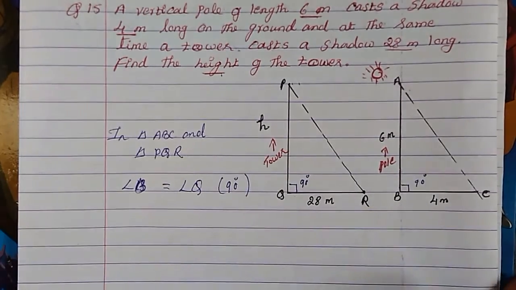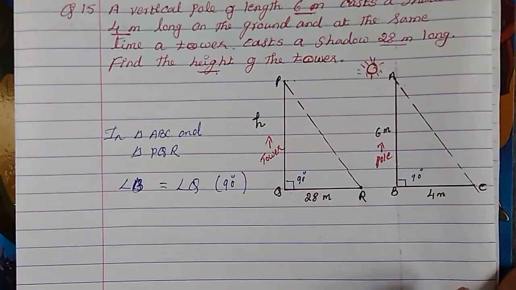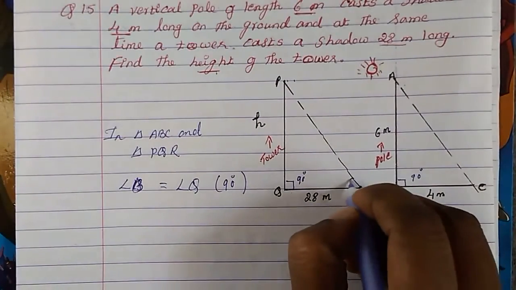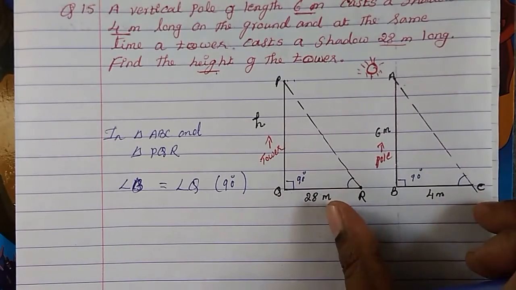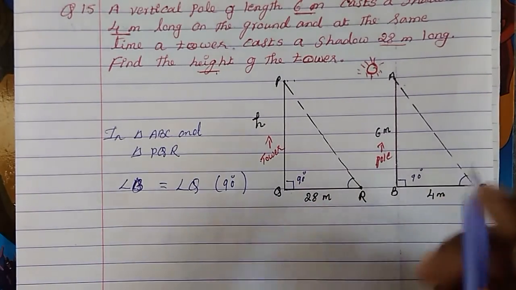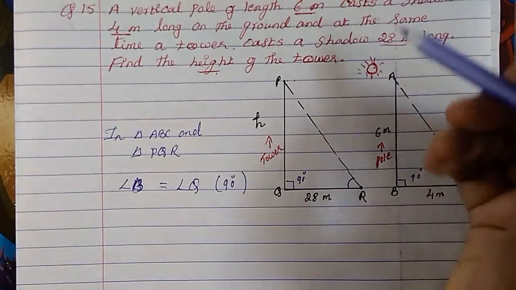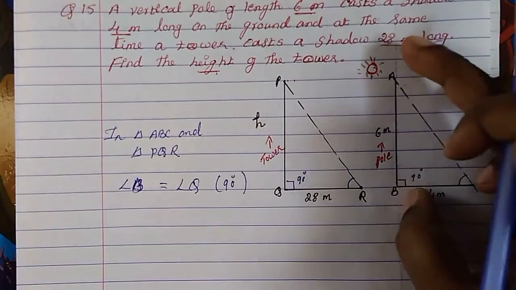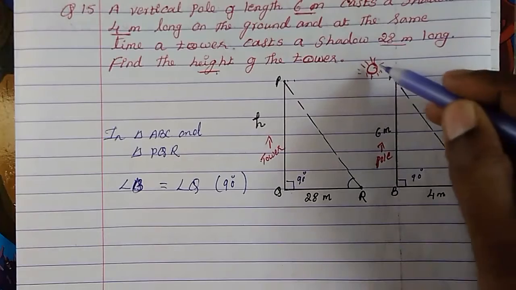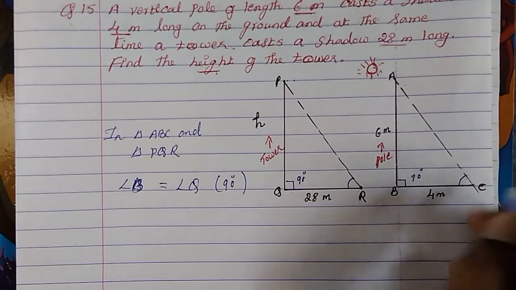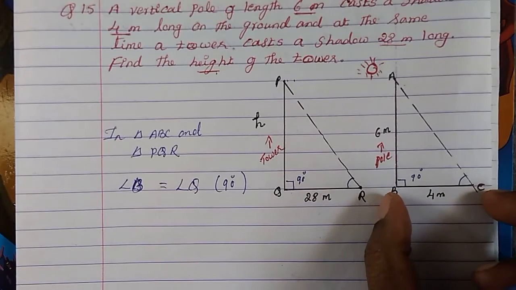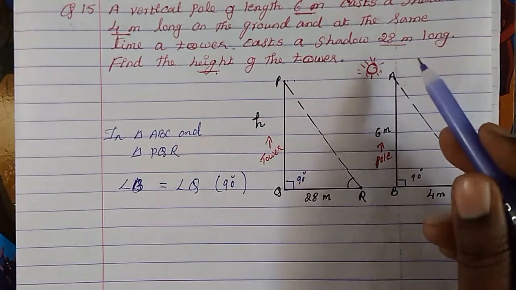Okay. Now another similarity we can find is that angle R will be equal to angle C. Both these angles will be equal. Why? Because see, the sun is up. When you see the sun is shining here, then from the sun and the ground level, an angle is formed. This is the ground level, the shadow is the ground level, and up is the sun.